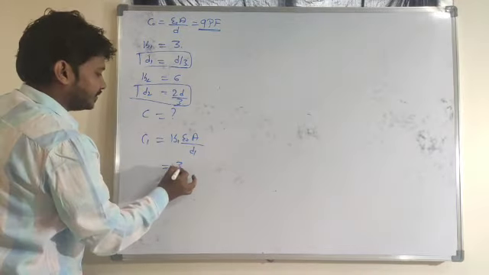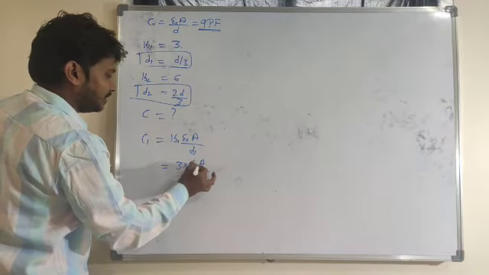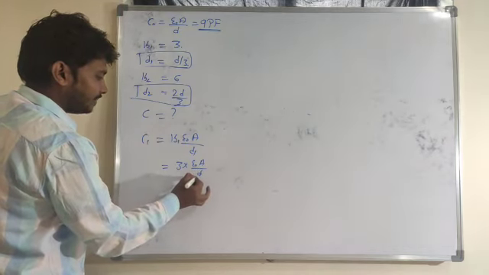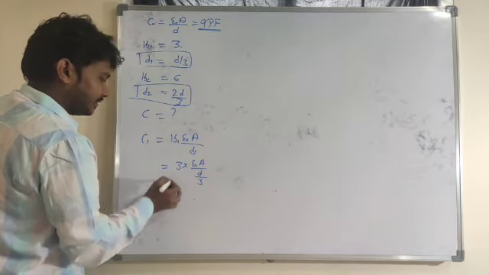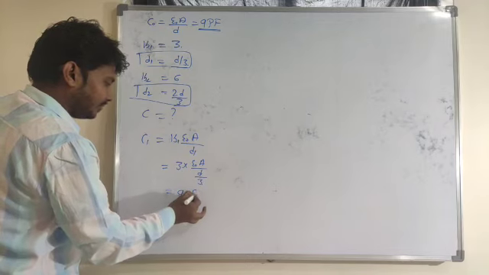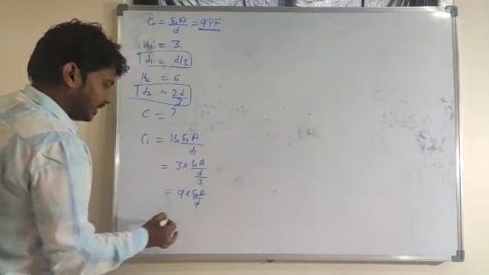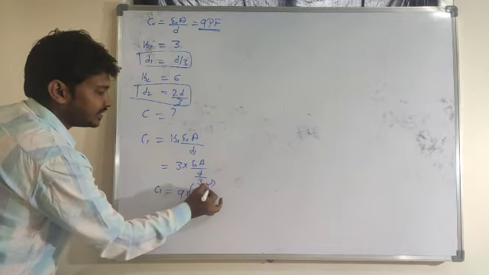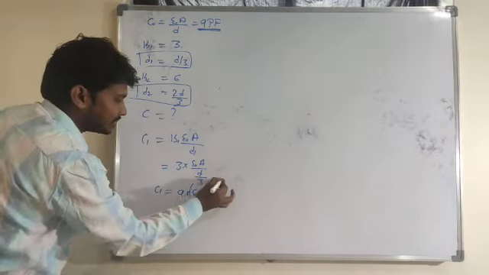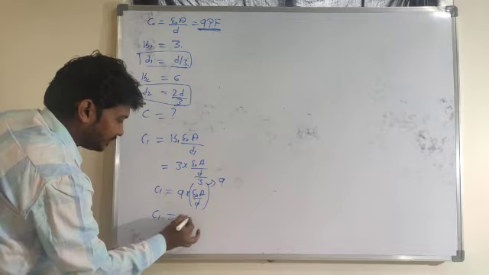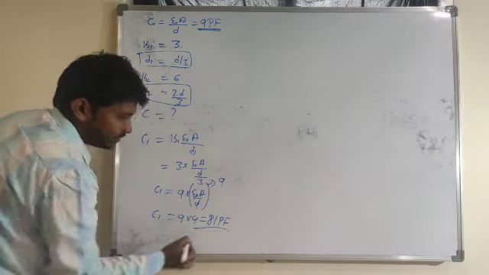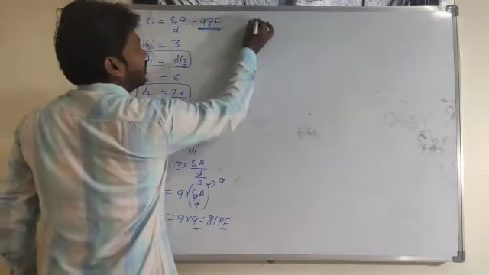K1 value is how much? 3 here. Epsilon naught into A divided by D1, where D1 is D by 3. So 3 into 3, 9 into epsilon naught into A divided by D. This value is C0, and C0 value is also 9 here. So C1 is equal to 9 into 9, 81 picofarad. What's that C1 value? 81 picofarad.